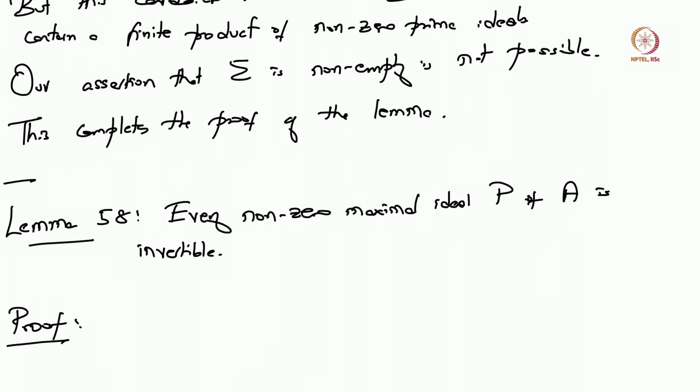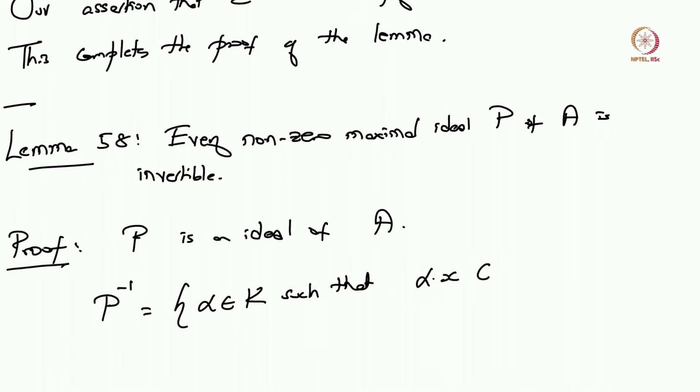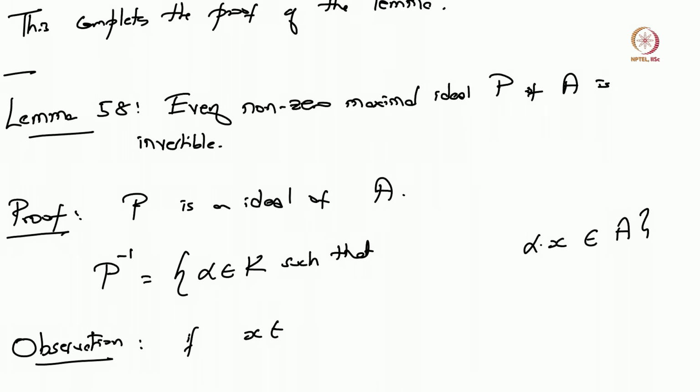So P is an ideal of A, and let me remind you that the set P inverse is the set of all alpha in K such that alpha times x belongs to A. Okay. So now observation, so alpha times x is in A, and this is for all x in P.